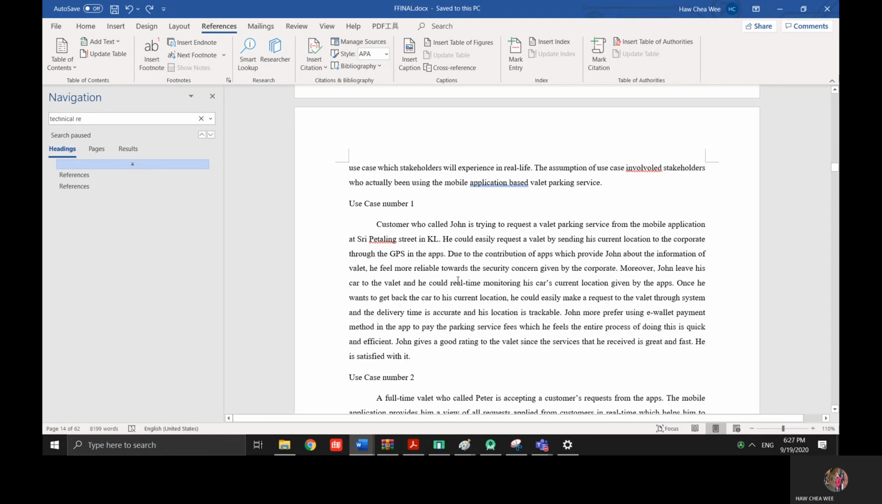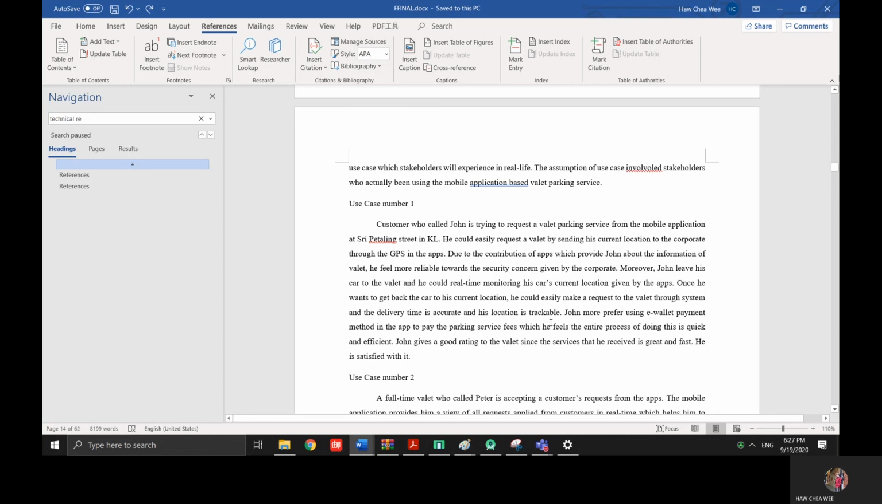Due to the contribution of the apps, he feels more reliable because he is able to see the location of his car in real time. So he will not worry that his car is driven by the valet to anywhere. And if he wants to get his car back to his current location, he can easily make a request through the apps, and the valet will deliver the car to him. John is also able to track his car in real time, so he can estimate when his car is going to arrive at his current location.